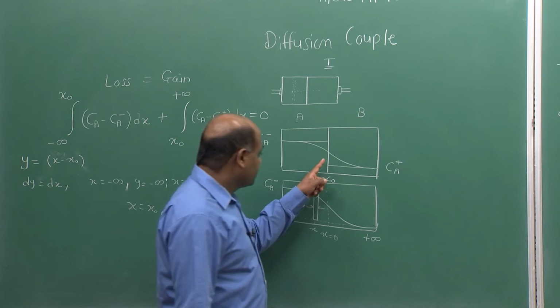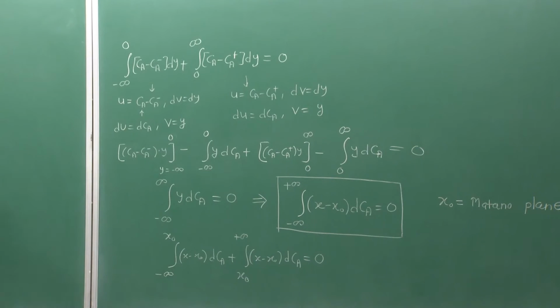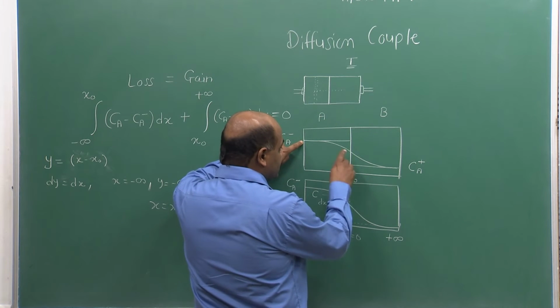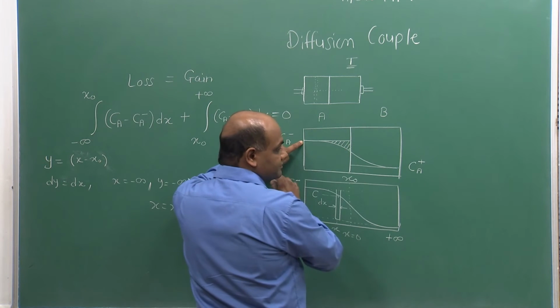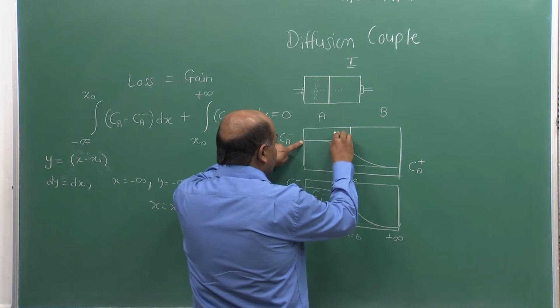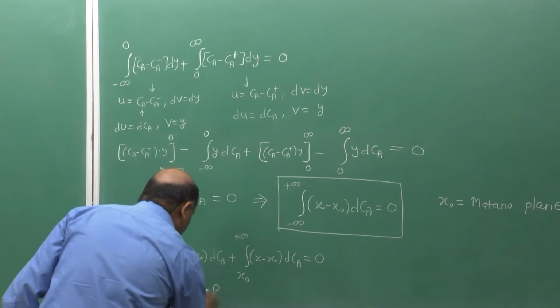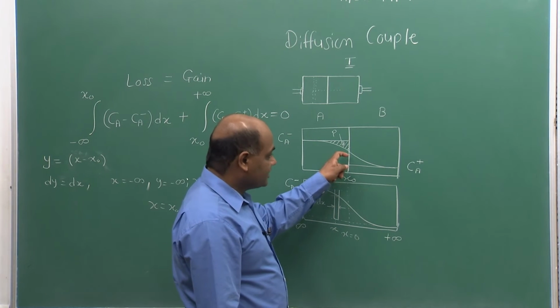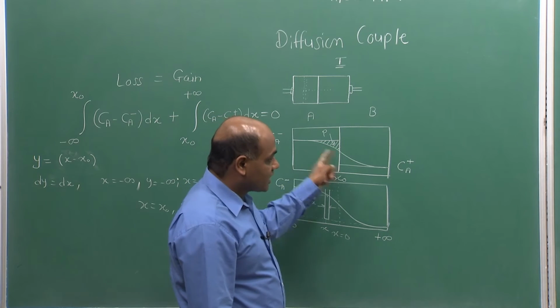So, if we look at this figure here, the integral from minus infinity to x naught is the area under the curve plotted onto this x naught. So, it represents this area. Let us call this area P. And what should be the sign for this area? Remember, x minus x naught is negative on the left side, and dCA as we go from left to right is negative. So, the sign should be positive.